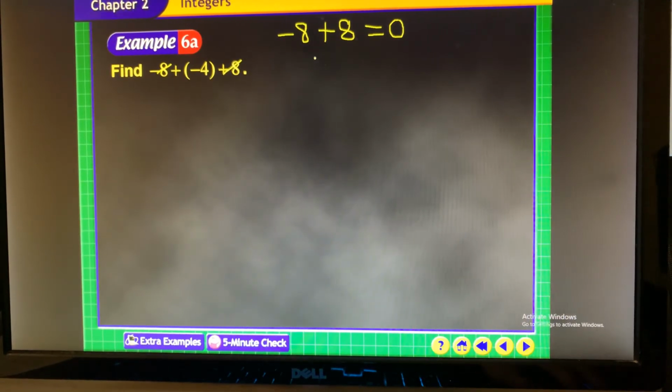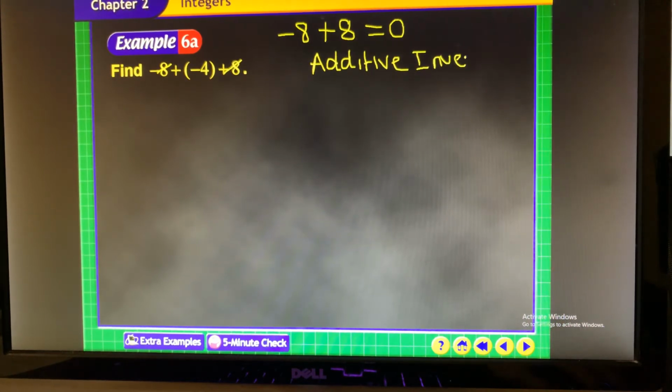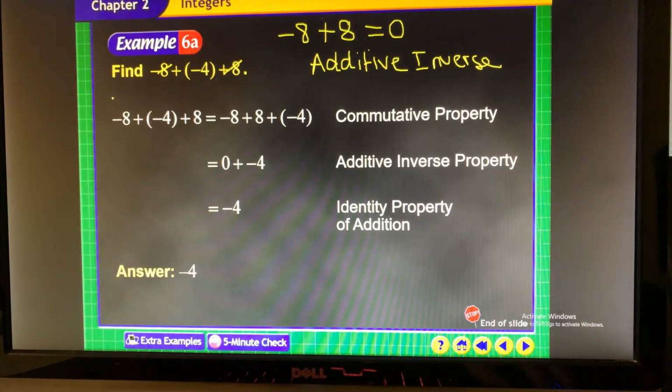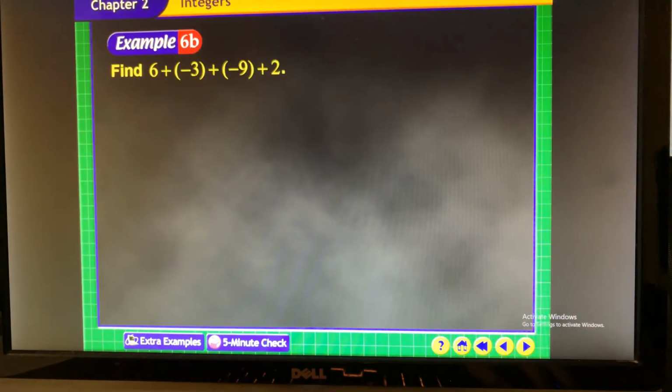So remember, this is called additive inverse. Okay, keep that. It's an important word. We will use it a lot when we hit chapter 3.